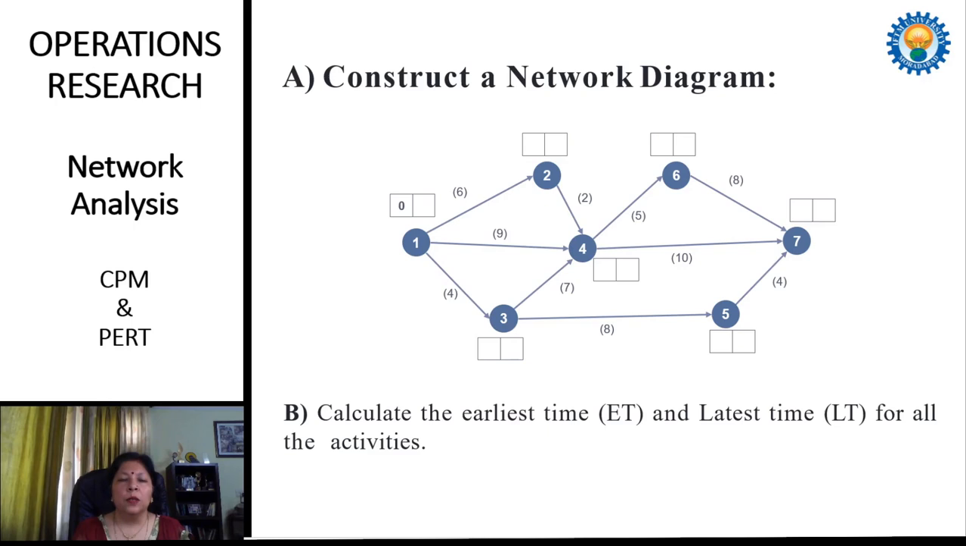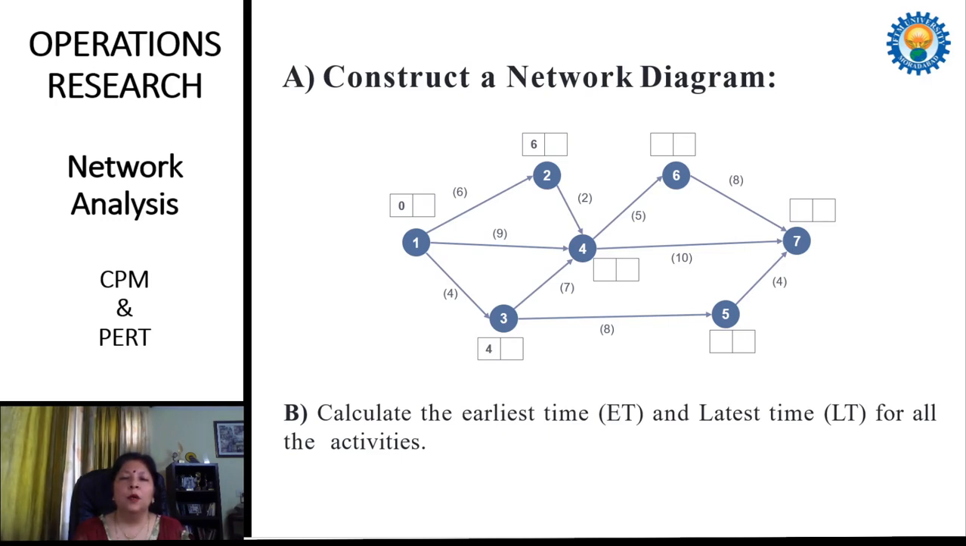Now we move in sequence, in order: 1 to 2, then 3, then 4, like this. From 1 to 2, the duration of that activity is already mentioned in this network, it is 6. That duration we add to the value at event 1, which is 0. So 0 plus 6 becomes 6. When we move on to the next event 3, again we start with 1 to 3, and at 1 its value is 0, and the duration for that activity is 4. So 0 plus 4 becomes 4.